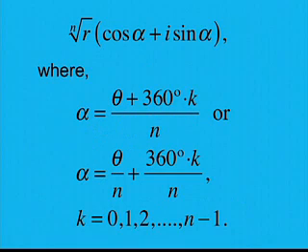the nth root of r times cosine of alpha plus i sine alpha, where alpha is equal to theta plus 360 times k, all divided by n, or the form for alpha that we typically use is alpha equals theta divided by n plus 360k divided by n, where k is equal to 0, 1, 2, all the way up through n minus 1.